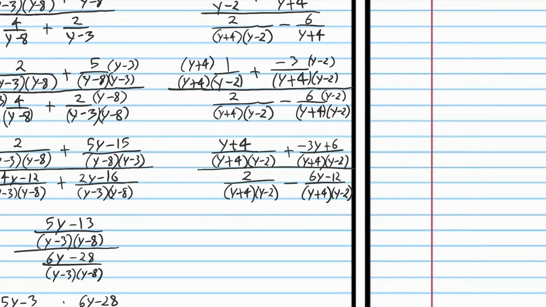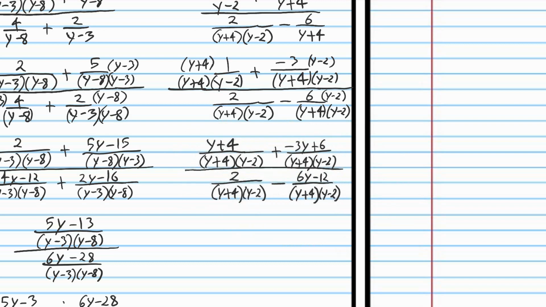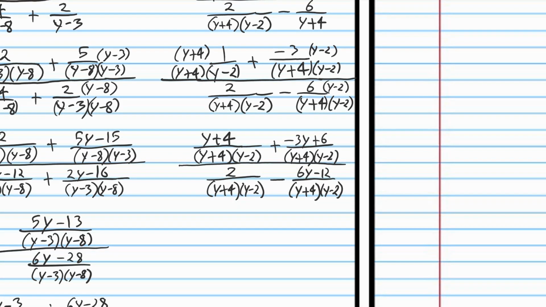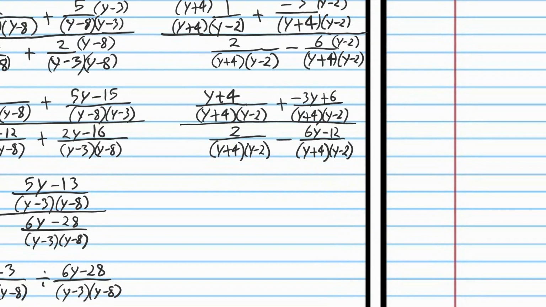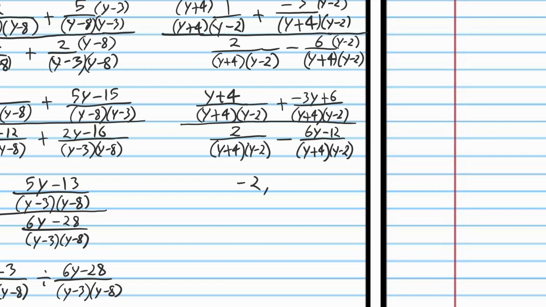All right, let's move this over a little bit. So now we have common denominators, but we have to be careful about these signs here. So first let's add the numerator fractions. y plus negative 3y is negative 2y. 4 plus 6 is 10.